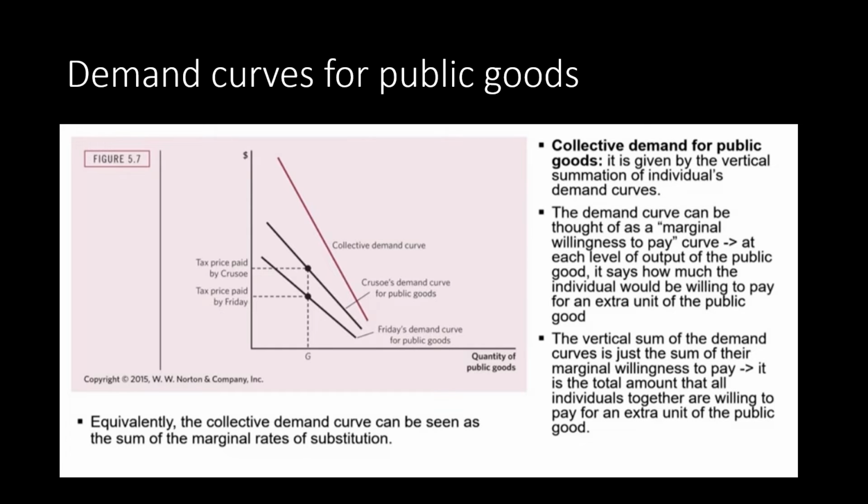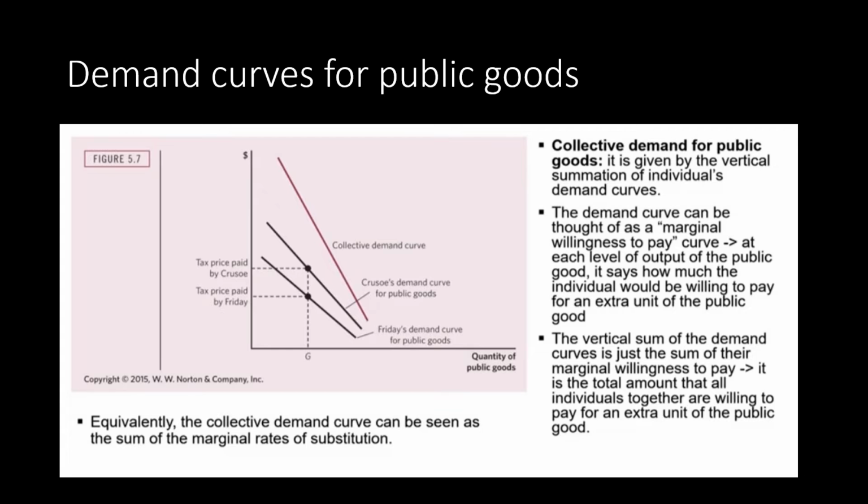We shall also be looking at the next scenario, that is the collective demand for public goods. As we can see, this is given by the vertical summation of individuals' demand curves. The demand curve can be thought of as a marginal willingness to pay curve. At each level of output of the public good, it says how much the individual would be willing to pay for an extra unit of the public good.